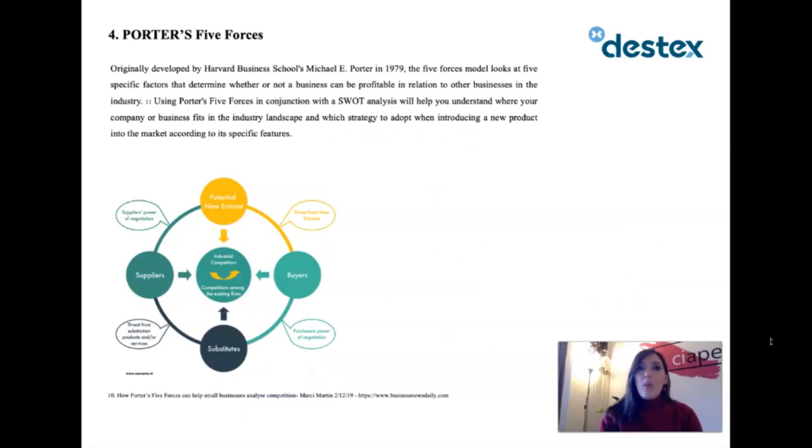The 5 forces model looks at 5 specific factors determining whether or not a business can be profitable in relation to the other businesses in the industry. Using Porter's 5 forces in conjunction with the SWOT analysis will help you understand whether your company and business fit in the industry landscape and which strategy to adopt for its scope.